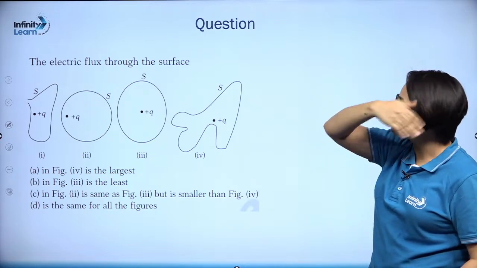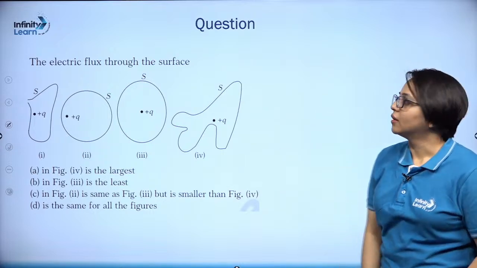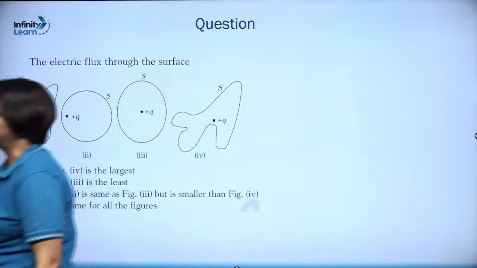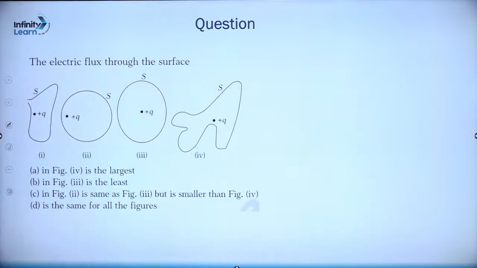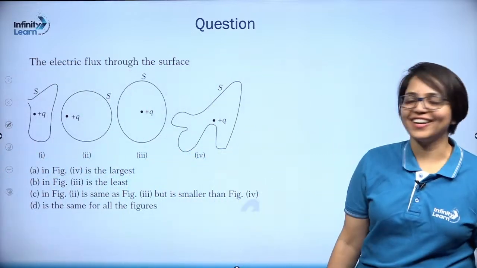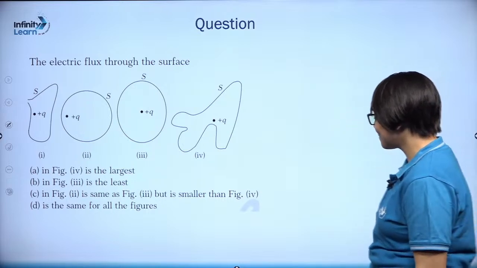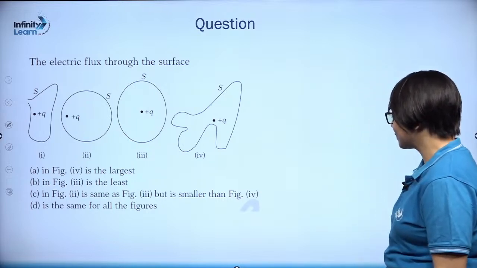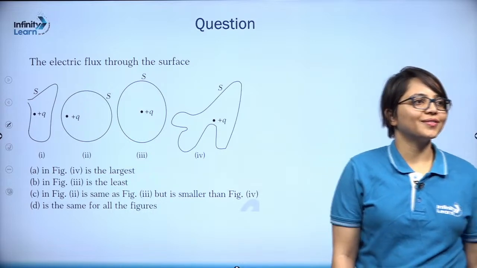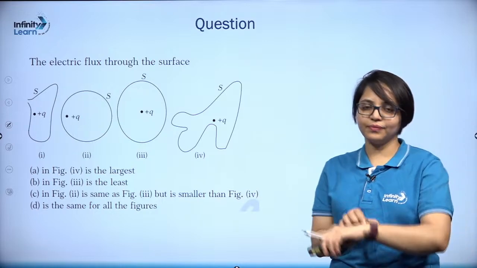Not Gauss law, basically this is just the concept of... this is Gauss law, okay? Electric flux through this surface. Alright, what is the answer everyone? This is question number 4. What will it be guys? What is the answer?